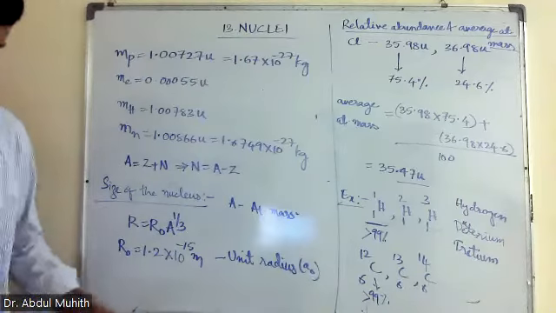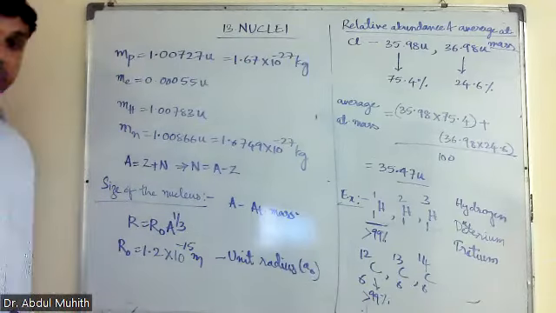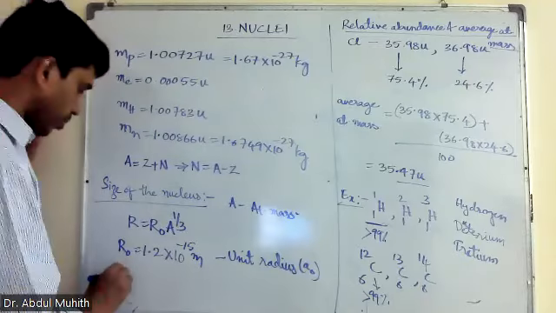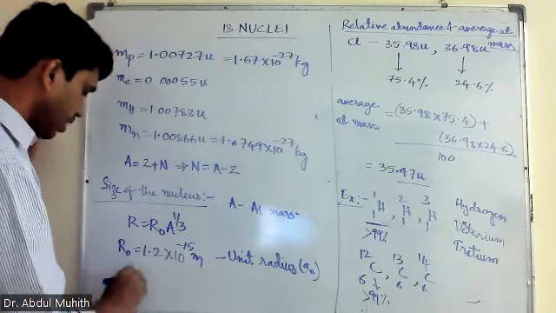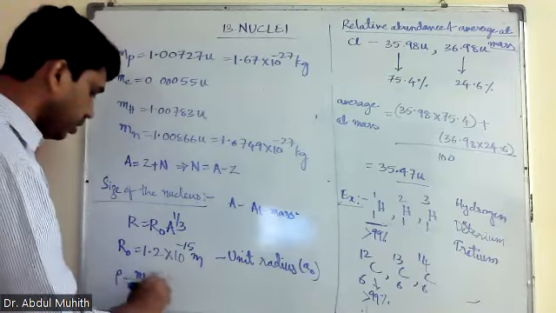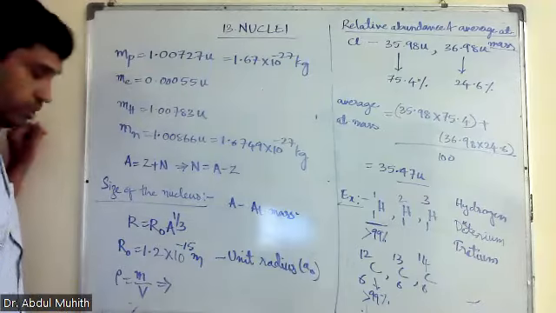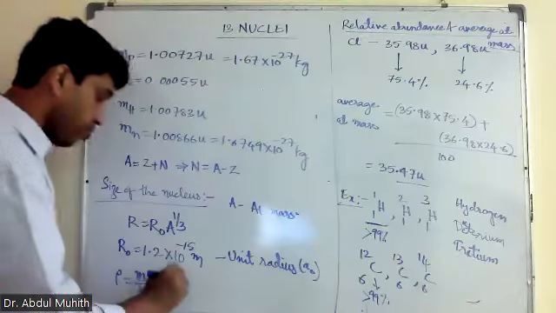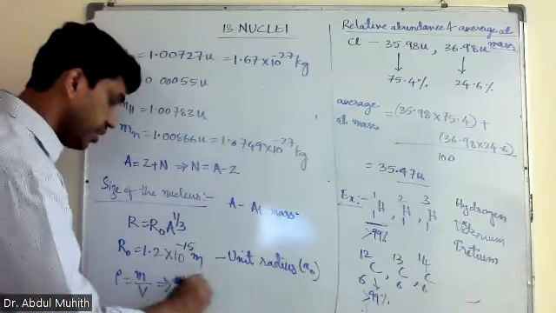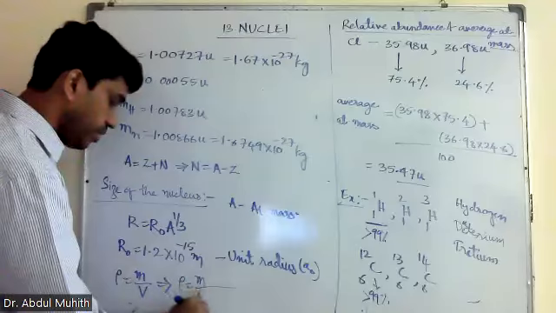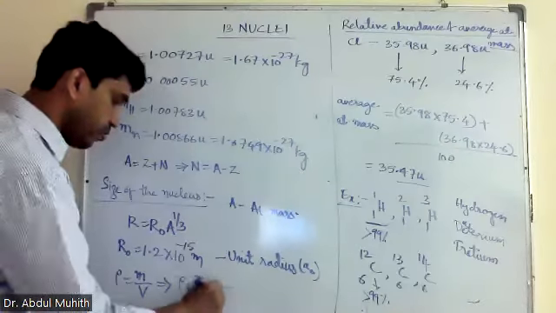Then how did they find out this value? What is the story behind it? See here, they use the formula: density is equal to mass by volume. The nucleus is like a small sphere. What is the volume of the sphere? Volume of the sphere is 4 by 3 pi r cube.